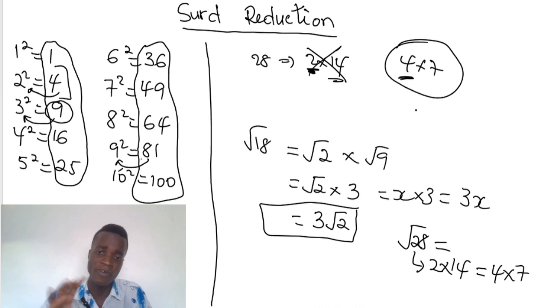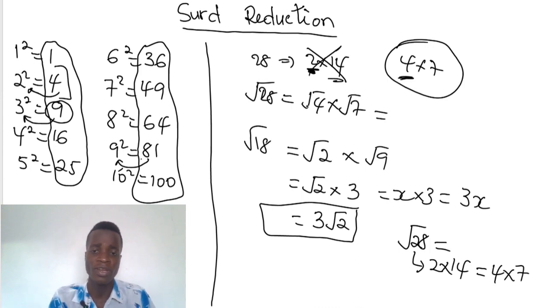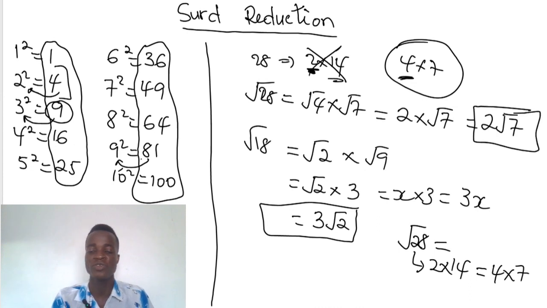Once you find one perfect square, continue. So now square root of 28 is equal to square root of 4 times square root of 7. Those are the pairs that we found. Square root of 4 is 2, so you have 2 times square root of 7. 7 is a prime number, so we keep it like that. So this is the answer, the reduced form. Square root of 28 is the same as 2 root 7. That's how reduction works. So let's sum up everything that we have learned.